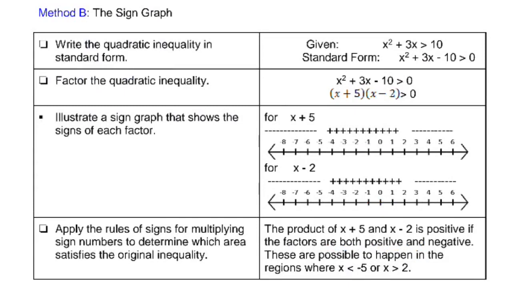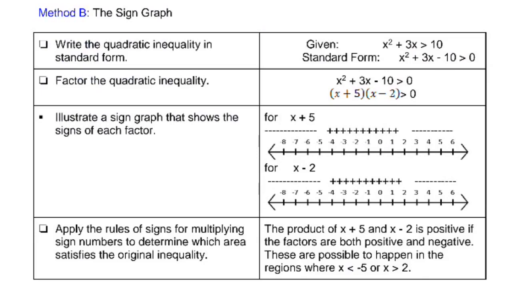Then second method, the sign graph. So first, you're going to write the quadratic inequality in standard form, just like the first method. So x squared plus 3x minus 10 is greater than 0. Then the same, factor the quadratic inequality. So you're going to have quantity of x plus 5 times quantity of x minus 2 greater than 0.